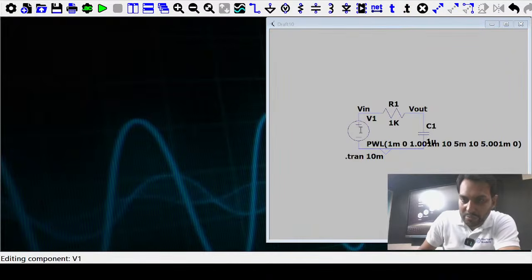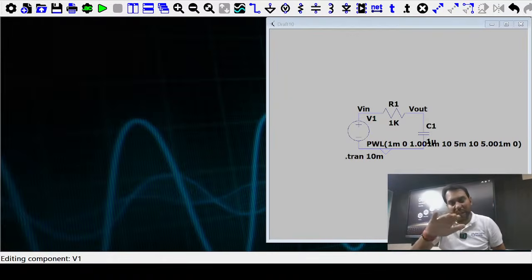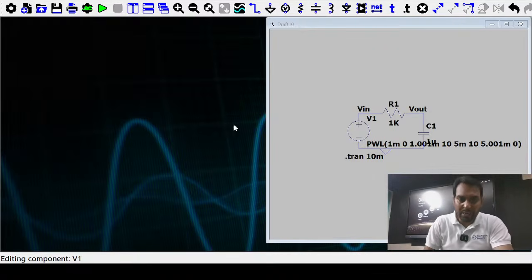Okay, and I am just changing the question here. Till 1 millisecond it is 10 volt. I just want it like this: it is maintained at 10 volt, then it becomes 0. It is maintained at 0, then becomes 10 volt. So what is happening is that till 1 millisecond it is 10 volt, and then it becomes 0. Till 5 milliseconds it is maintained at 0. Now it becomes 10.